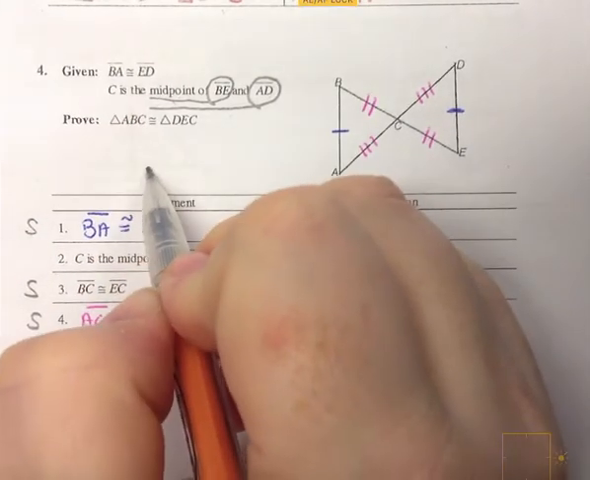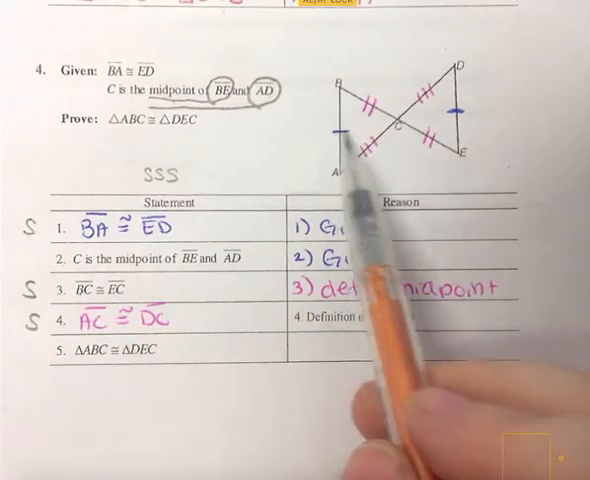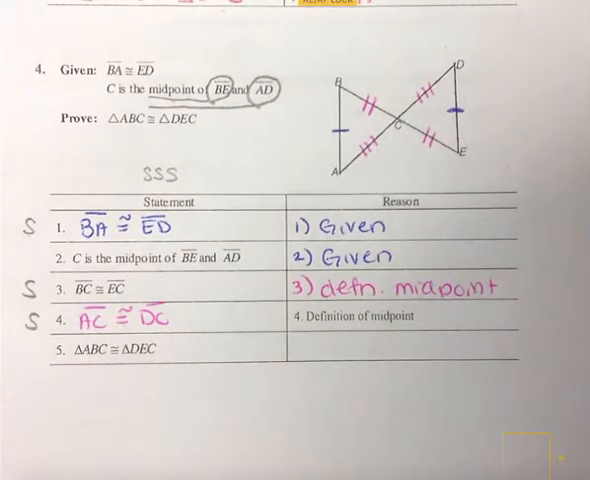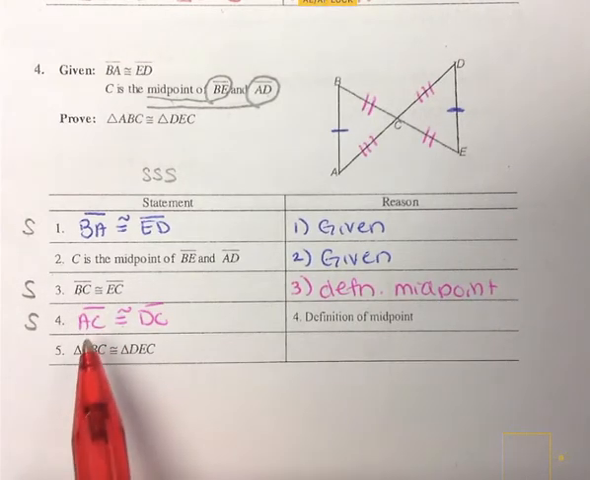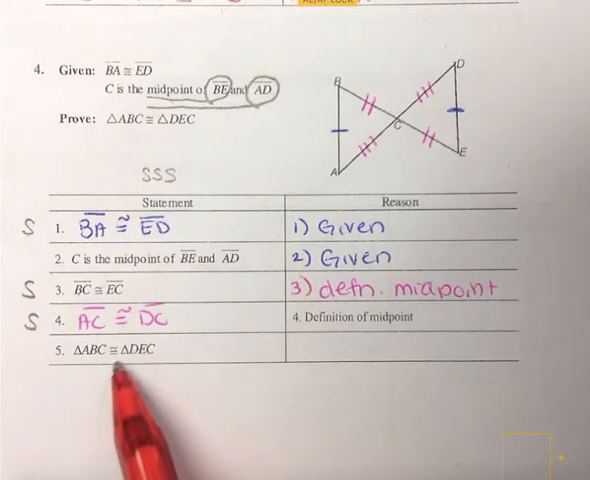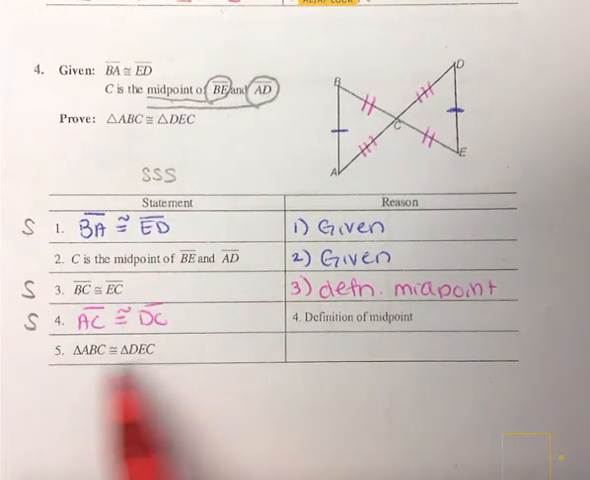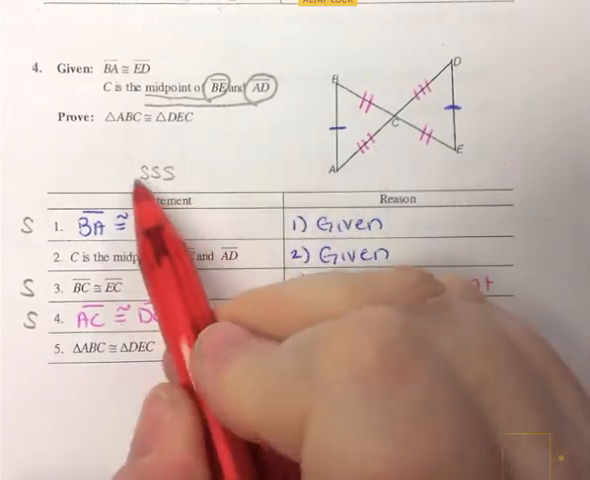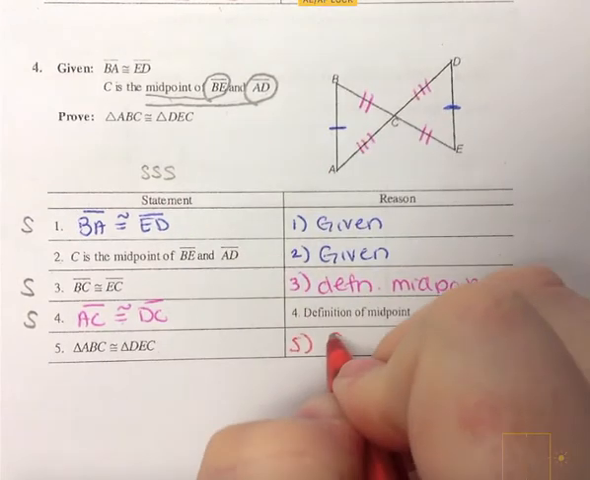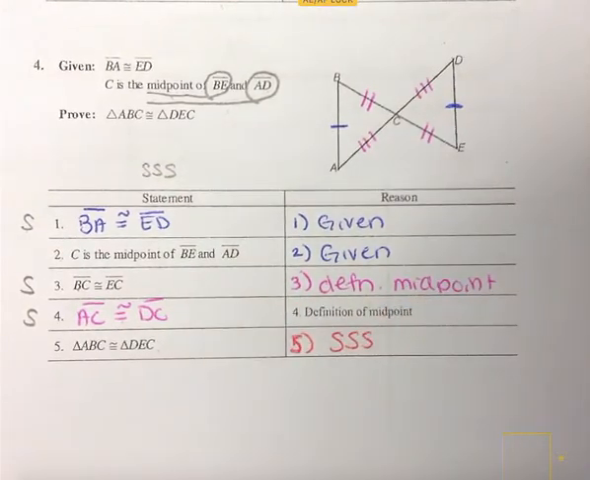The only thing we could prove is side, side, side. This is a side, side, side, and I have the same amount of tick marks. That means we can write our final statement, the same thing the proof says: triangle ABC is congruent to triangle DEC. The reason for these triangles to be congruent is side, side, side, SSS. This is a postulate, so that's why we're allowed to use it. We have just proven these 2 triangles congruent.